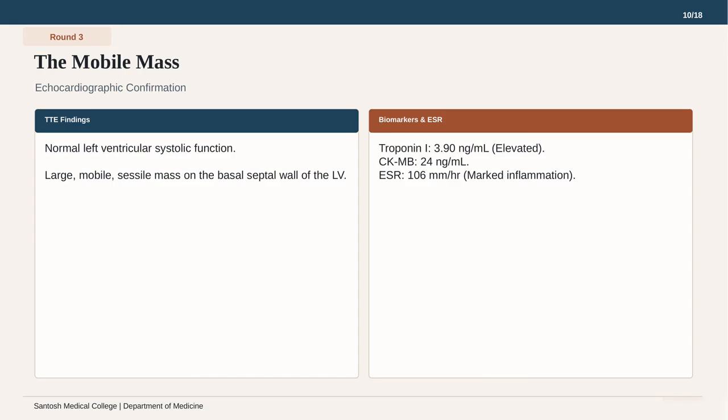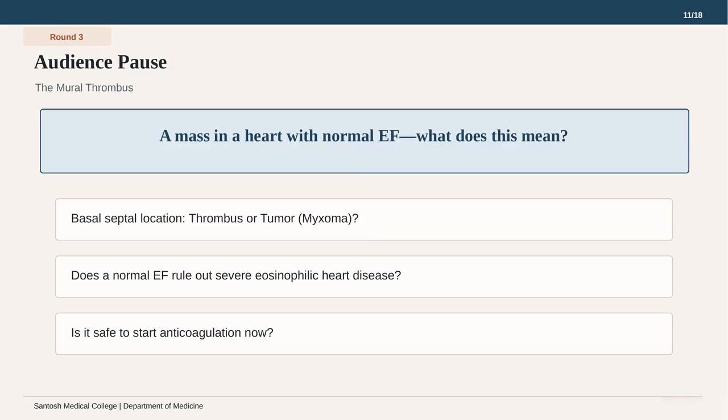We need to pause and interpret what a mass in a structurally normal pumping heart actually represents. Read the prompt in the large blue box. A mass in a heart with a normal ejection fraction. What does this mean? Below, 3 key clinical dilemmas are presented.